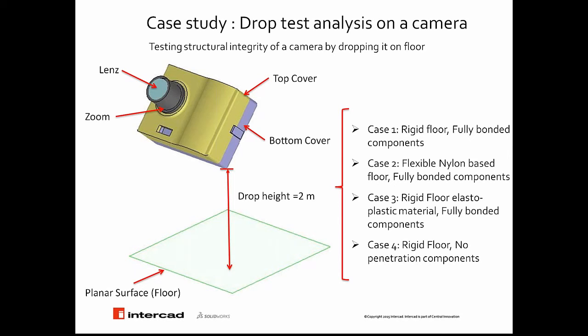In the next case study, we will modify our floor to be flexible, basically a nylon-based floor. But it is still a fully bonded component and one single part. In the third case, we're considering a rigid floor, but this time we will consider plasticity, meaning if the camera's components fail, we consider the permanent deformation of that part by using an elastoplastic material, but the model is still fully bonded. Then case 4 has a rigid floor, but this time we are treating our model as an assembly, meaning we have no penetration between components.